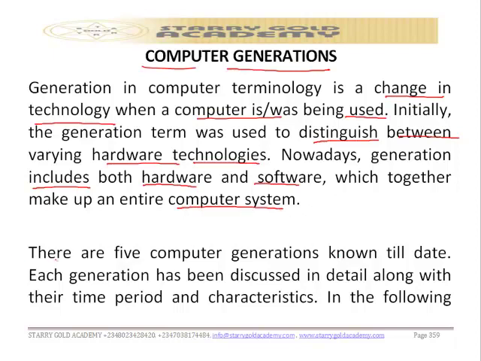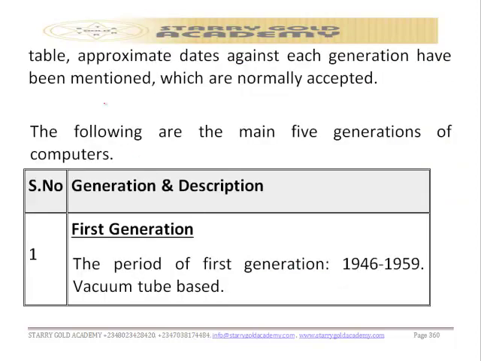There are five computer generations known to date. Each generation has been discussed in detail along with their time period and characteristics. In the following table, approximate dates against each generation have been mentioned, which are normally accepted. The following are the main five generations of computers.